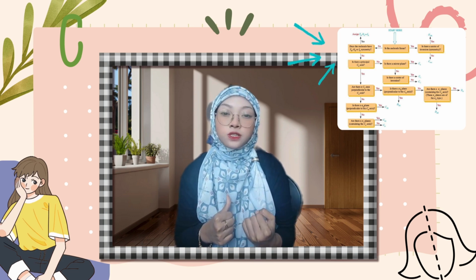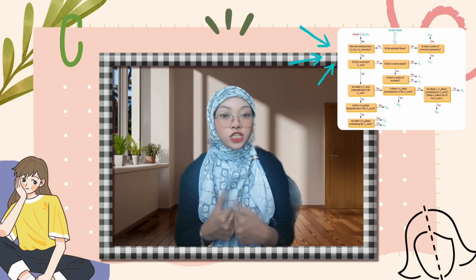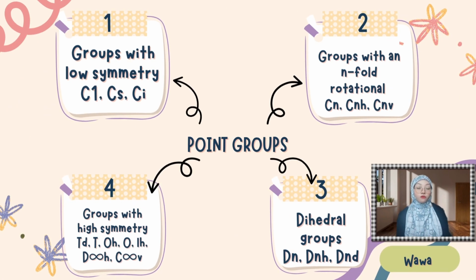This mind map can help us identify the point group of molecules much more easily. Point groups can be identified based on 4 phases. Phase 1 is the group with low symmetry, which is C1, Cs, and Ci. Phase 2 is the group with an n-fold rotational axis, which is Cn, Cnh, and Cnv. Phase 3 is the dihedral group, which is Dn, Dnh, and Dnd. Phase 4 is the group with high symmetry, for example Td, T, Oh, O, Ih, D∞h, and C∞v.